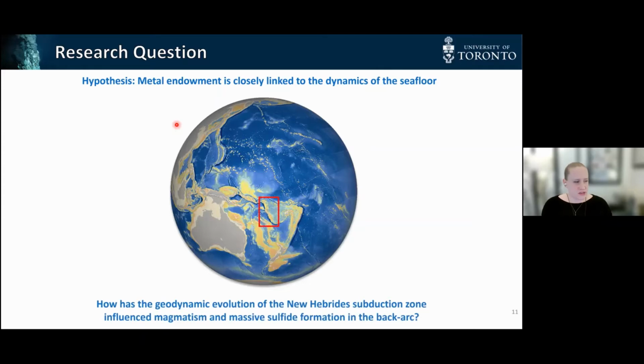So we're going to just look at one subduction zone, the New Hebrides, which consists of Vanuatu and the southern bit of the Solomon Islands. And so we're just going to address the very broad question of how the geodynamic evolution of this subduction zone has influenced magmatism and massive sulfide formation in the back arc. This is an interesting area because it contains some of the youngest back arc rifts on Earth.